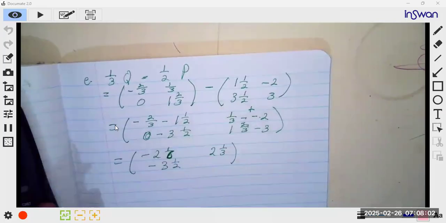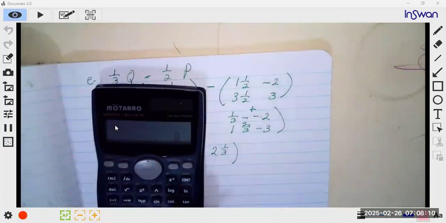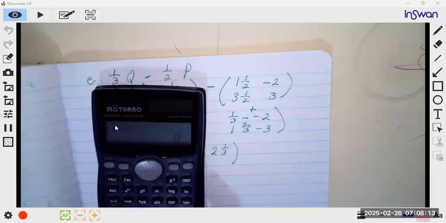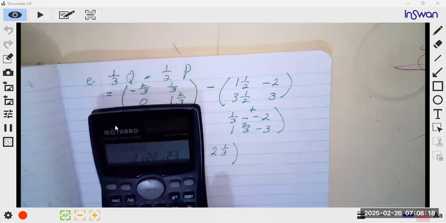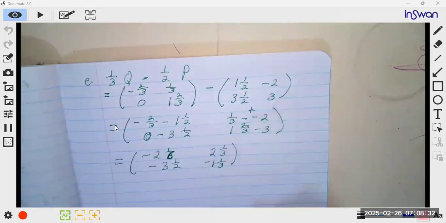And 1 2/3 take away 3 is equal to minus, that's wrong. 1 2/3 minus 3. So you get minus 1 and 1/3. Do you all understand that? Yes or no? And this is what we term to be scalar multiplication. Any questions concerning that?